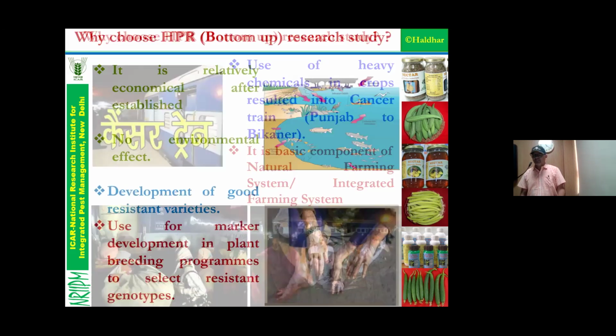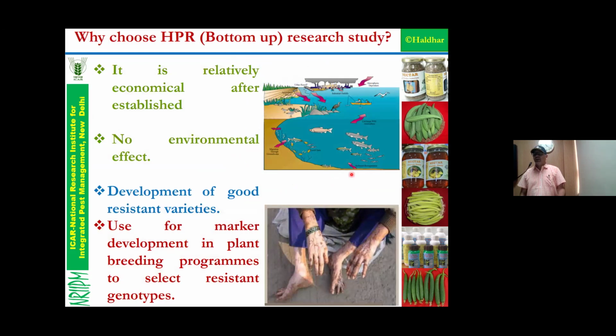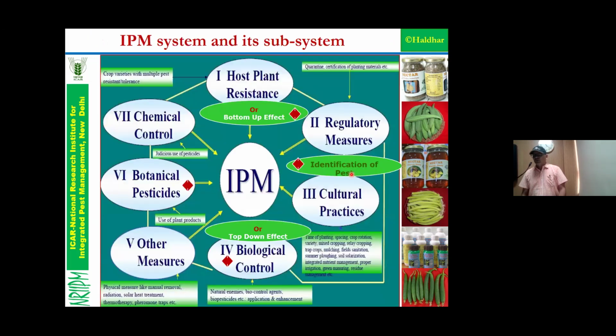It is also relatively economical after establishment. This is also very important: there is no environmental effect, and it is good for the development of resistant varieties, as well as market development. In plant breeding programs we can also use it as a resistant genotype. So this is the first point of the IPM system.